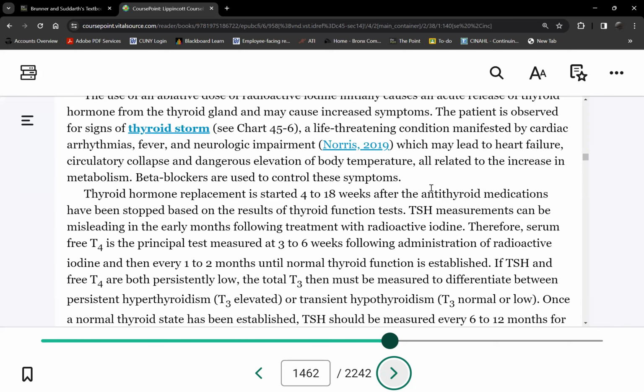So here, look at this paragraph. Thyroid hormone replacement is started 4 to 18 weeks after anti-thyroid medications, including radioactive iodine. So after you stop it, we have to start replacing already, because we know the end result, right? The thyroid gland will be destroyed and therefore you will become hypothyroid. But please make sure that the patient understands again. It takes a while for these things to work.